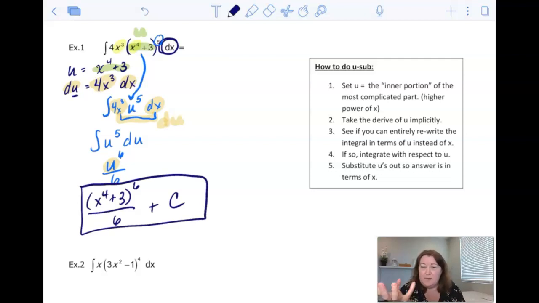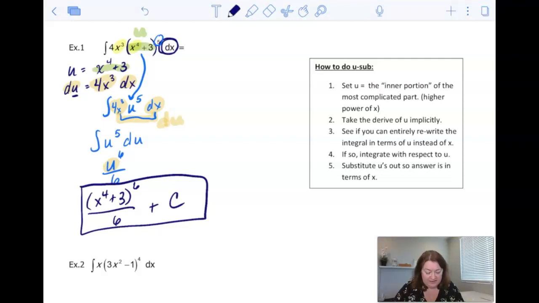We take a chunk, the most complicated chunk, out. Usually it's the one with the higher power of x in it. And then we simplify that part, and hopefully then it's something that we can actually integrate. This is the only method we have to do integration. Remember, in derivative land, we had power, we had product rule, we had quotient rule, we had chain rule. All of those are not available in integration. The only way to do any of those is to use u-substitution.